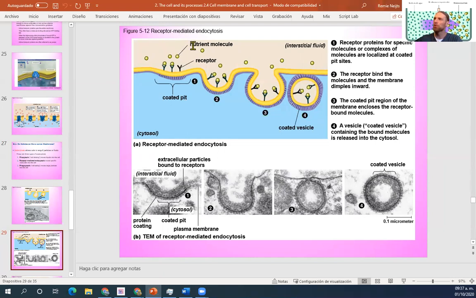So a molecule, a nutrient in this case, binds to a receptor. That's why we call it receptor-mediated endocytosis. It binds. Again, the membrane is bulging, it's closing, and in the third step, the molecules are inside the cell. And here you can see on the bottom how endocytosis really works. In this case, receptor endocytosis, because this is an electron microscope example of how cells do this, okay?